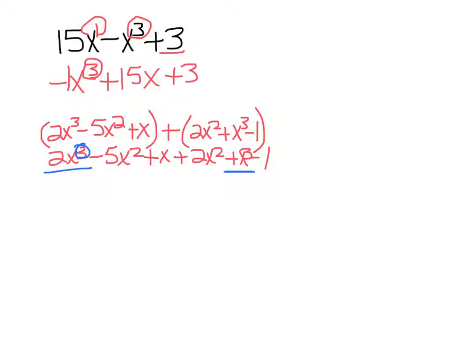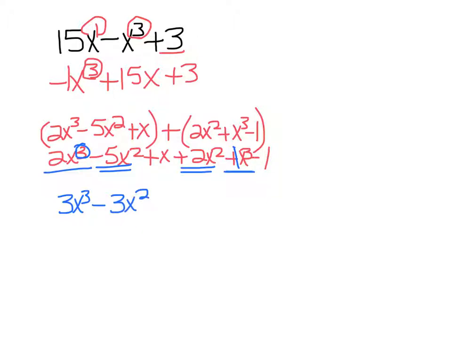2x to the third plus 1x to the third gives us 3x to the third. That combines your cubic terms. Now we're going to look for anything that has x to the second, or x squared. Here is negative 5x squared, here's plus 2x squared. Negative 5 plus 2 is negative 3x squared. So that gave your squared term.